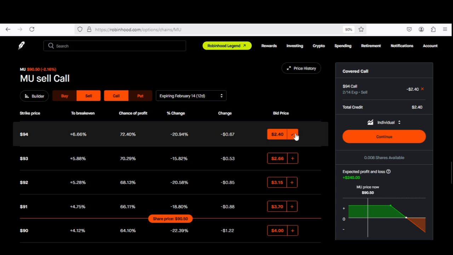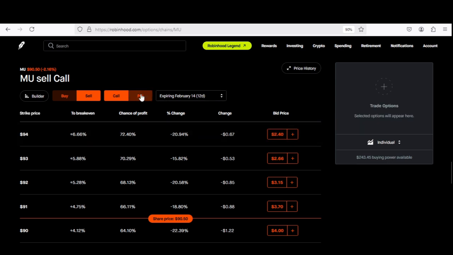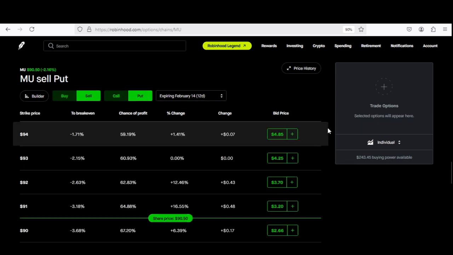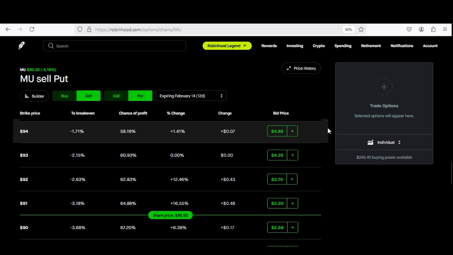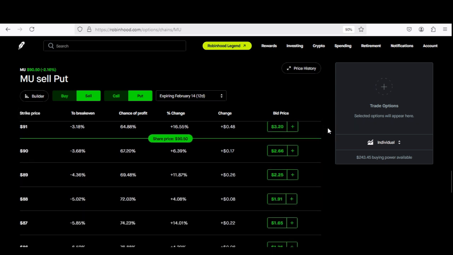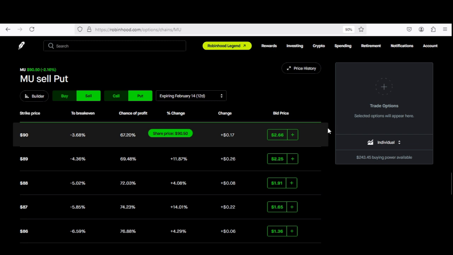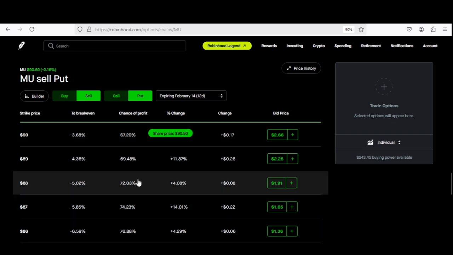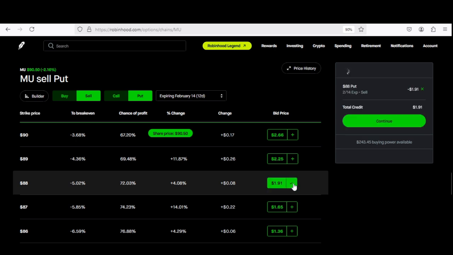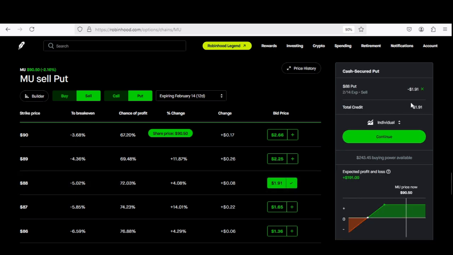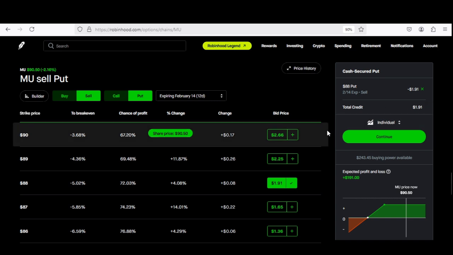And let me go ahead and show you the other one. The other one is going to be the cash secured put. So we mentioned this briefly a couple minutes ago. So let's go ahead and just show you how it works out. Once again, these are not real trades. These are just examples. So we're just going to go with the $88 strike price right here. And then we're going to get our premium. So remember, win-win option strategy. As soon as we do this, we're going to get $191 in our account.